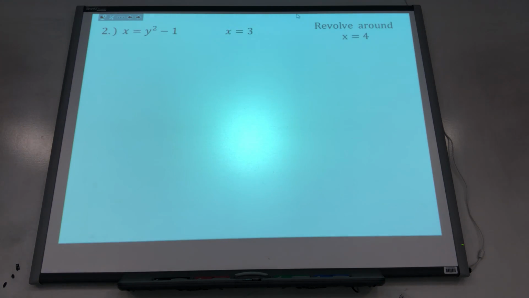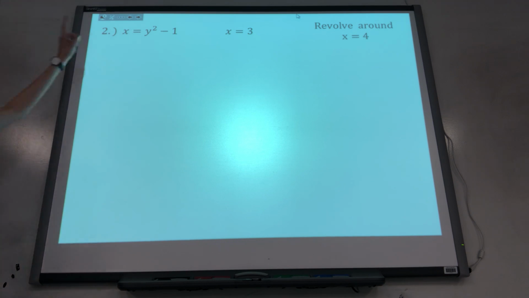Okey-doke. Now, this is the only other example we're going to do, but it may require a little bit more work, at least to get the graph drawn. It says x equals y squared minus 1, x equals 3, and we're supposed to revolve around x equals 4.